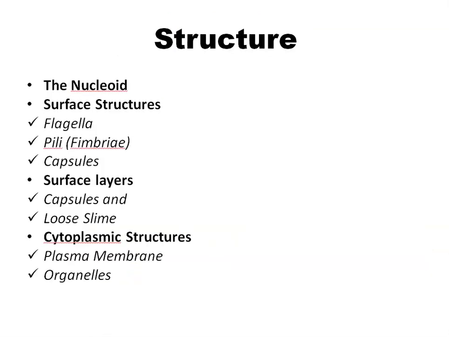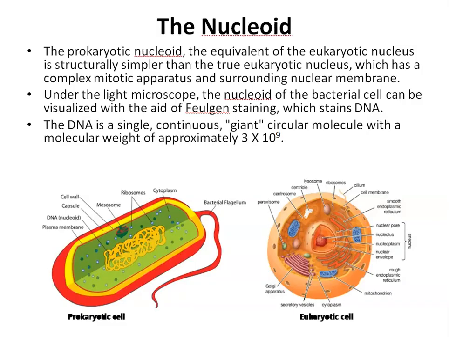Structure of bacteria. We will discuss the structure of bacteria under 4 headings: the nucleoid, surface structures, surface layers, and cytoplasmic structures. Surface structures include flagella, pili, capsules, and surface layers, capsules and loose slime. Cytoplasmic structures include plasma membrane and organelles, right? So first of all, we will discuss the nucleoid.